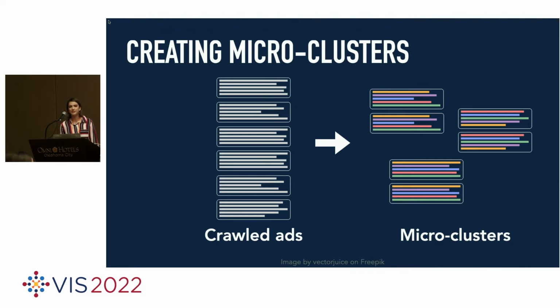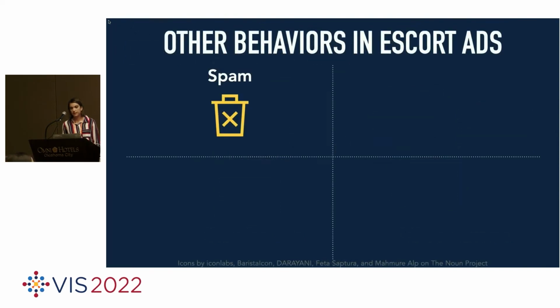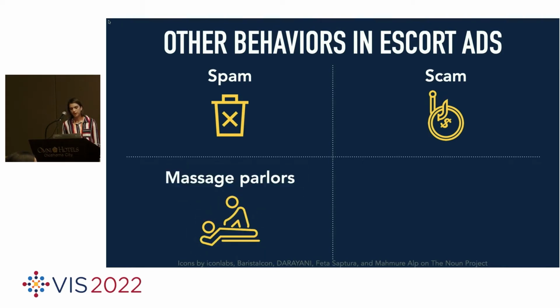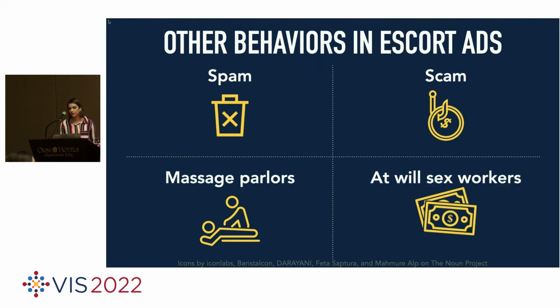The problem is there are other types of organized behavior in escort ads that also have high text similarity. These include things like spam, which are fake ads posted in high volume for reasons unknown to us; scammers who are just trying to take clients' money, ask for a down payment, and nobody ever shows up; massage parlors that offer these kinds of services, which may or may not have human trafficking activity; and finally, at-will sex workers, who, if they post in large volume, can sometimes show up in these microclusters as well.